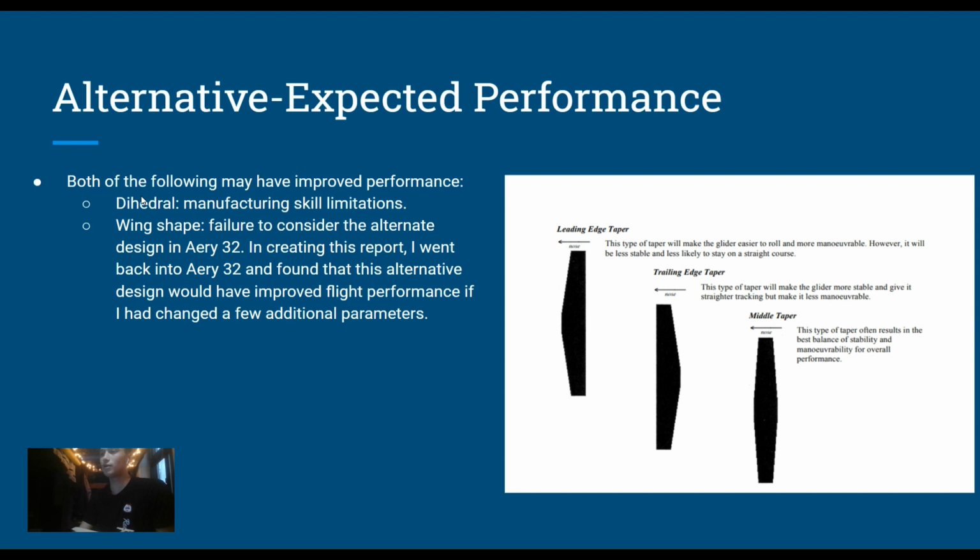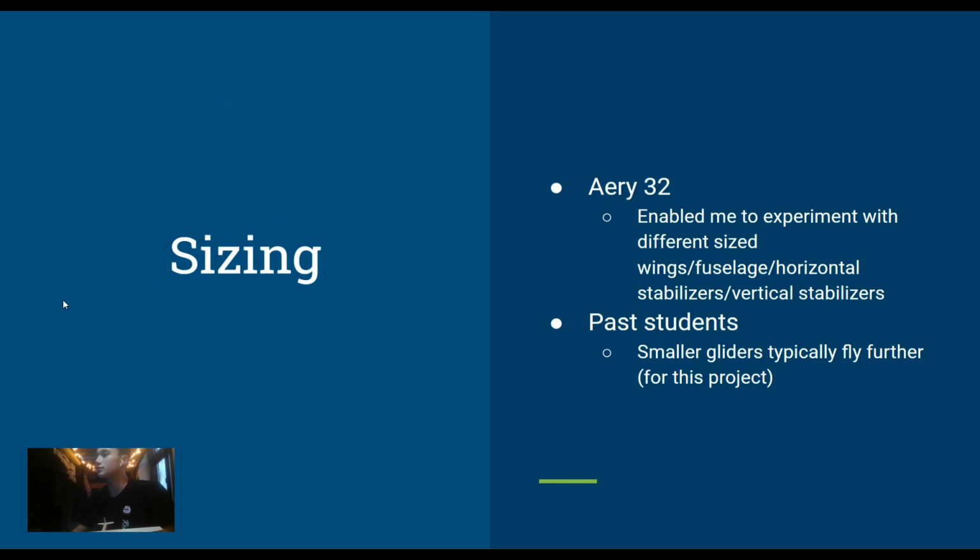And then the wing shape, like I said earlier, if I had been more outgoing or taken that risk in Area 32, it could have performed better. For sizing, I used Area 32 to change the parameters of the wing size, wingspan, fuselage length, and stabilizer size. I started off by trying to make it a little bit smaller of a glider because I heard from past students that those typically performed better.